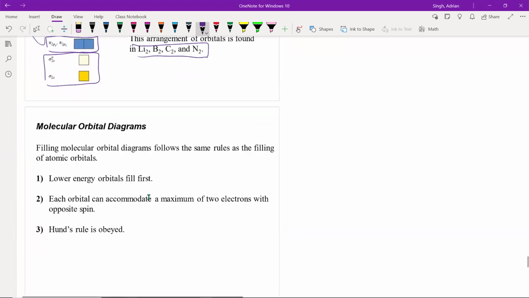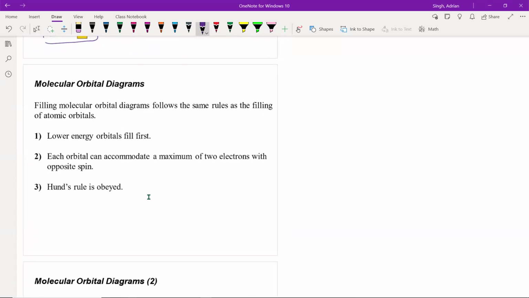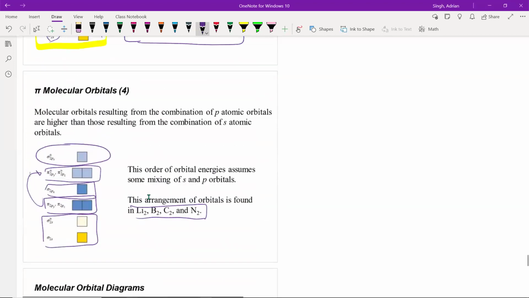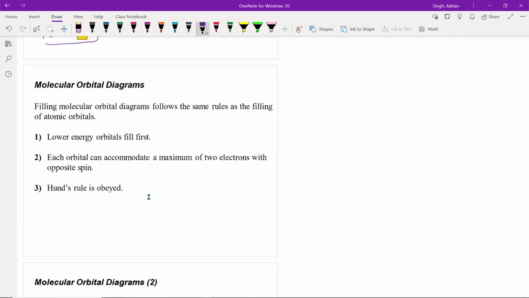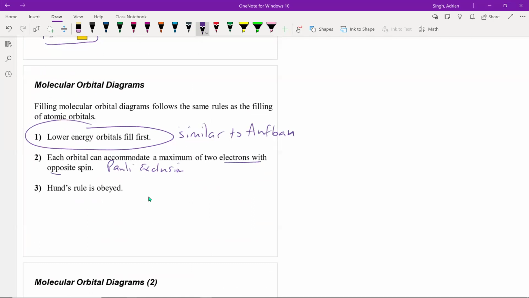So when we fill our MO diagrams, we're going to follow the same rules as filling the atomic orbitals. We actually looked at a simple example in the case of helium and hydrogen early on. But just to reiterate, we're going to fill the lower energy orbitals first, right? That's kind of similar to the Aufbau principle, the building up principle that we talked about way back when. We're also going to apply the Pauli exclusion principle, where each orbital can accommodate a maximum of 2 electrons with opposite spin.